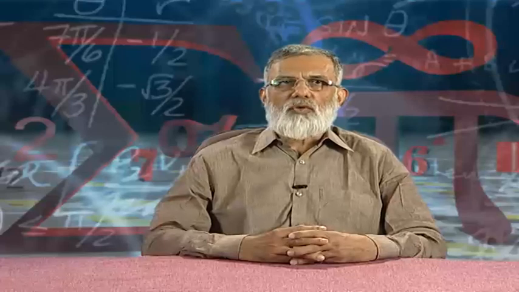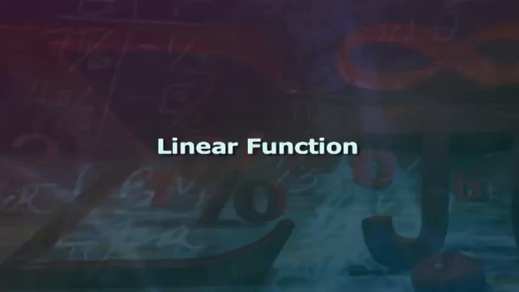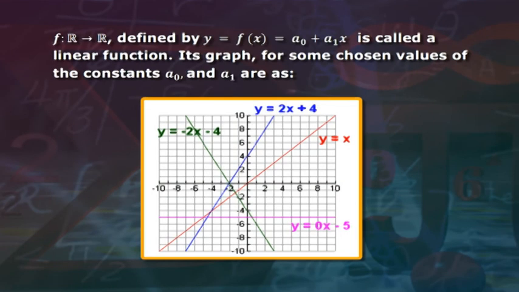Some of the very useful functions along with their graphs are displayed here. Linear function: f from R to R defined by y = f(x) = a0 + a1x is called a linear function. Its graph for some chosen values of the constants a0 and a1 are displayed.